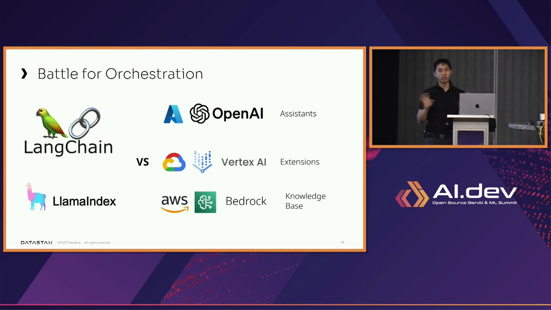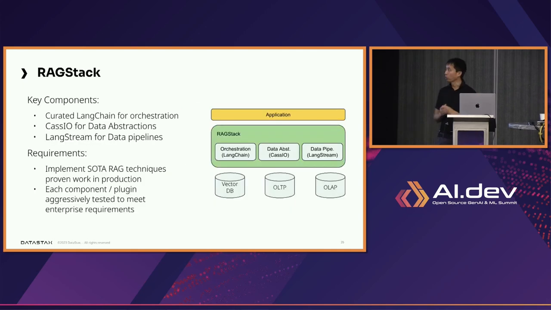As a database vendor, we're trying to integrate against all of them, obviously. For us, we also recently released a RAGstack. RAGstack is a curated version of LangChain, and people love LangChain. People also hate LangChain. The reason why is because it gives you choice. There's 500 software integrations plus 20 research papers implemented.